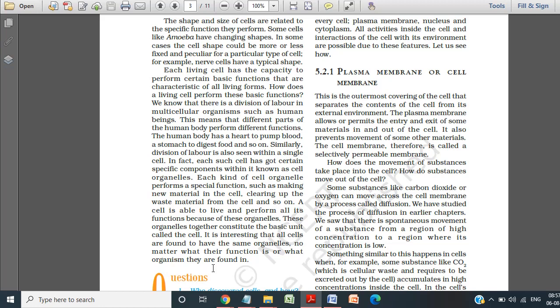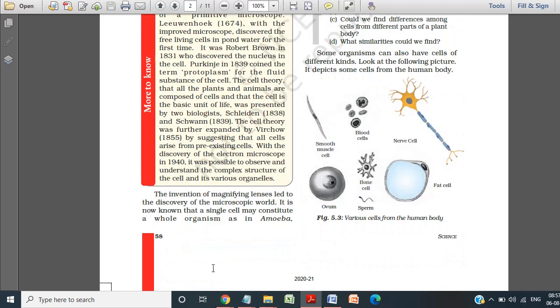Every cell has the organelle which helps in preparing food. Every cell has organelles that help in excretion, that help in respiration, that help in maintaining the shape and everything. So this was all about a cell.